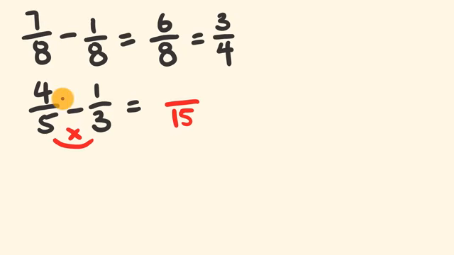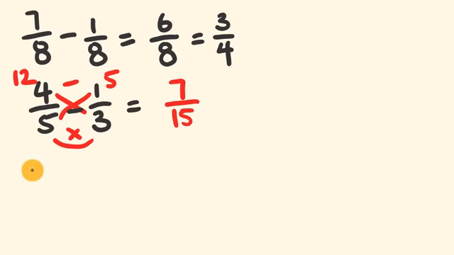Now we do that cross multiplication, the cross working out. 4 times 3 is equal to 12. 1 times 5 is equal to 5. We are subtracting. 12 subtract 5, our answer is 7. Really simple, right? Okay, what about the mixed number here?